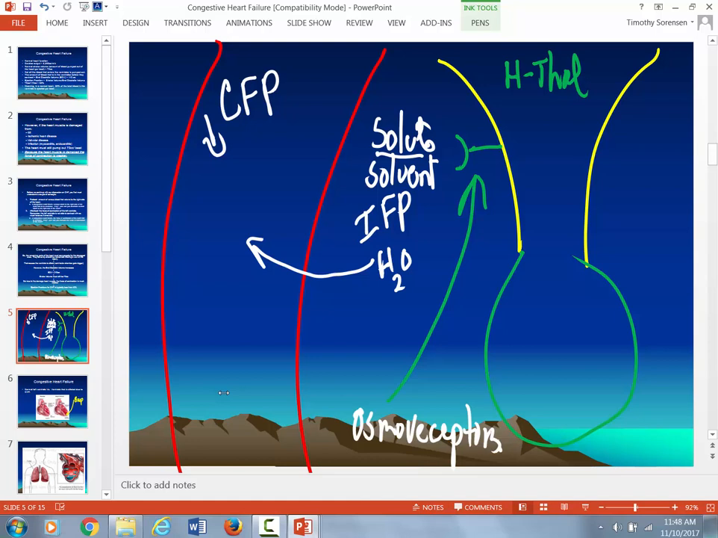Anterior, posterior. Right? If the solute stays the same, but the water goes down, the number gets bigger. So you're going to get increases in osmolarity. And anytime you increase osmolarity, it stimulates osmoreceptors in the hypothalamus. And that will tell you, hey, I'm thirsty.